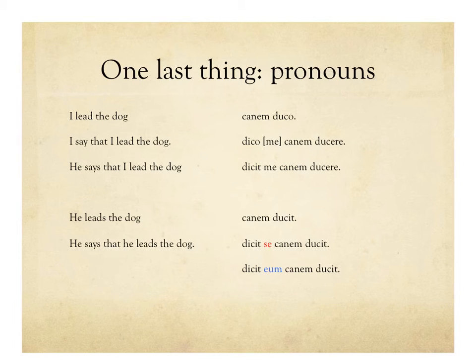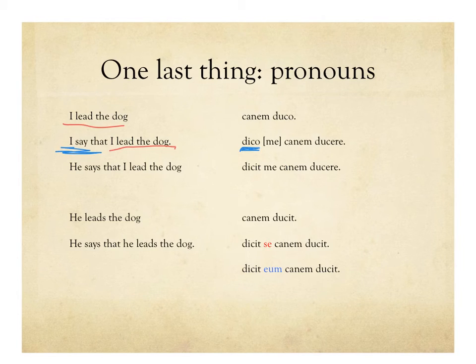So you can see here I have an original sentence. I lead the dog. Canem duco. But maybe, let's imagine there's a reason for a sentence like this. I say that I lead the dog. So dico, right, becomes my main verb.